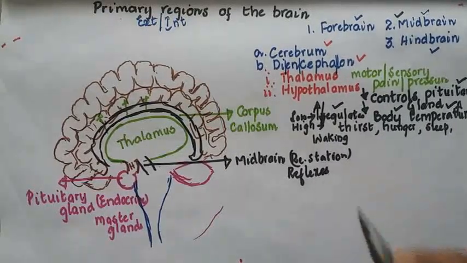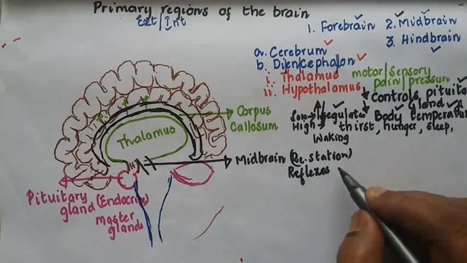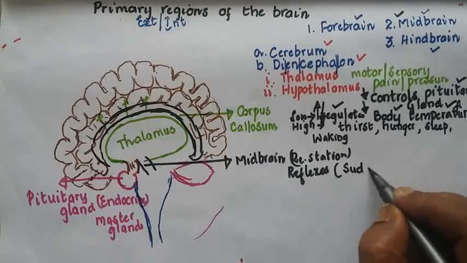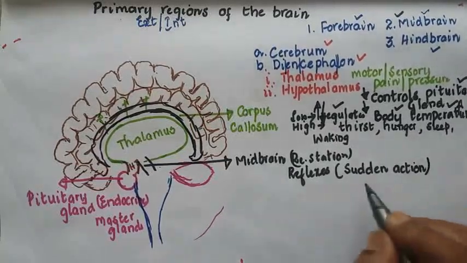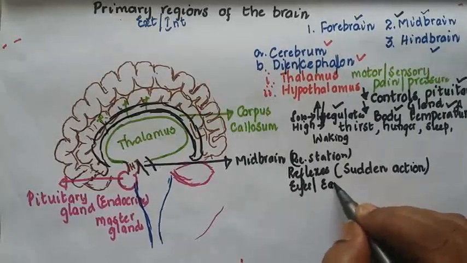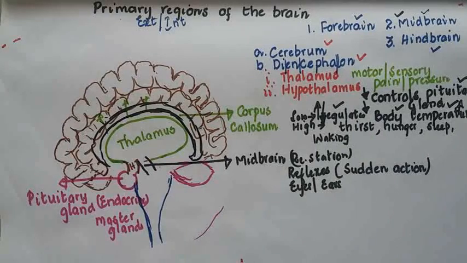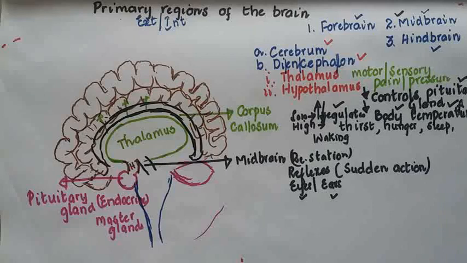It is concerned with the reflexes. What is the meaning of reflexes? Reflexes are nothing but the sudden actions which are brought about in our body, and especially it is related with the sudden actions which are concerned with our eyes and ears. So what is the main function of midbrain? You can say that the midbrain is associated with the reflexes which is connected to our eyes and ears. Right? So it's very easy to remember.